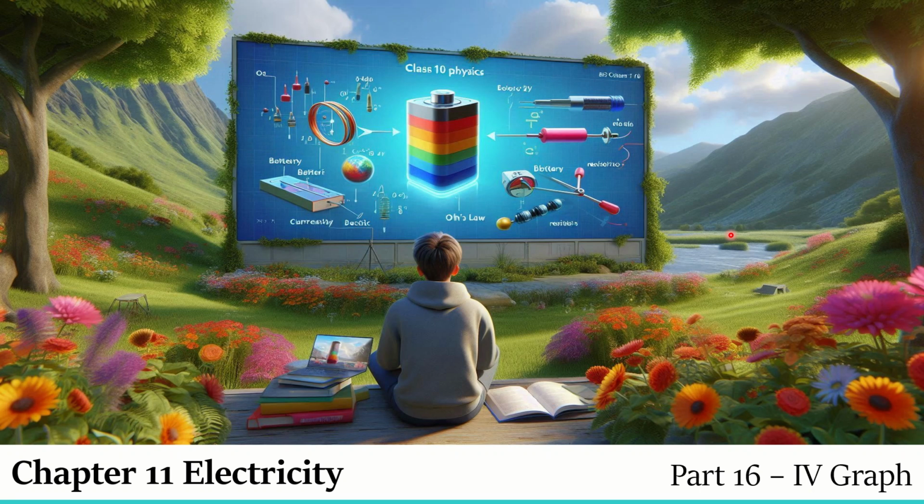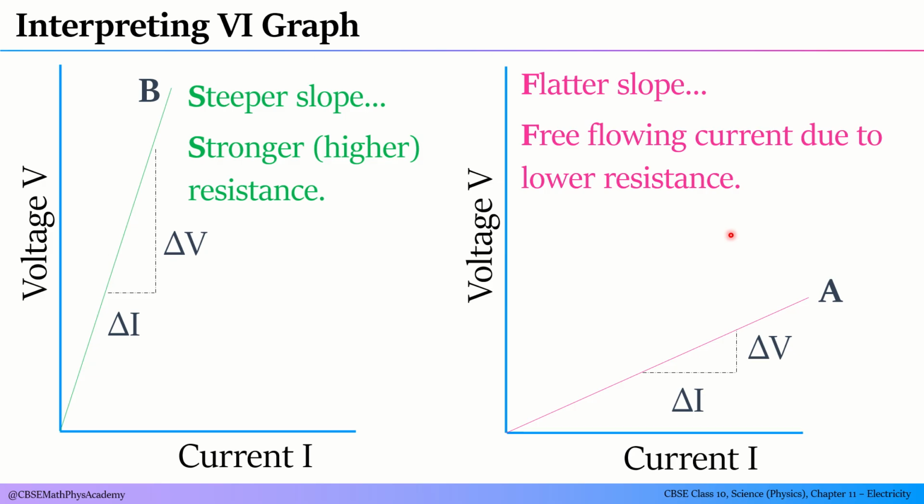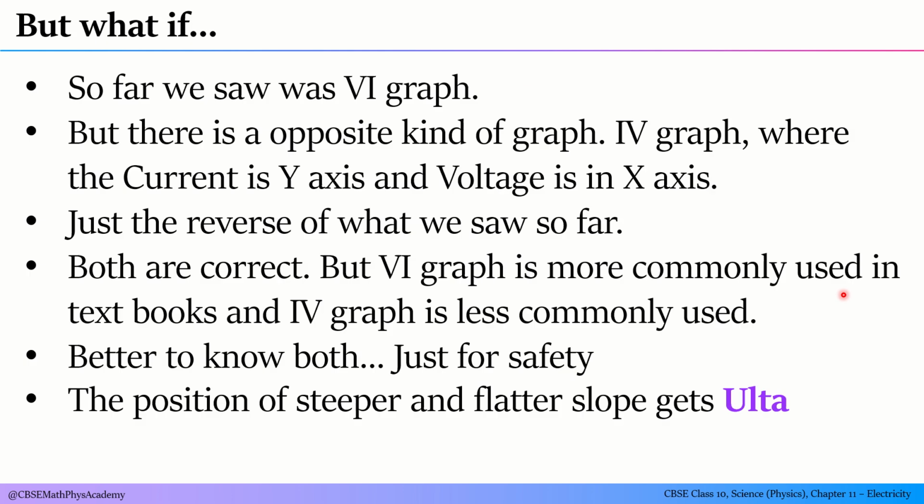Welcome back, students. In the last two videos, we saw in detail about VI graphs. We understood that a steep slope reflects higher resistance and a flatter slope reflects lower resistance. Kindly visit my past two videos to understand this video better. Now, what we are going to say is something different, or opposite, to what we saw in the VI graph.